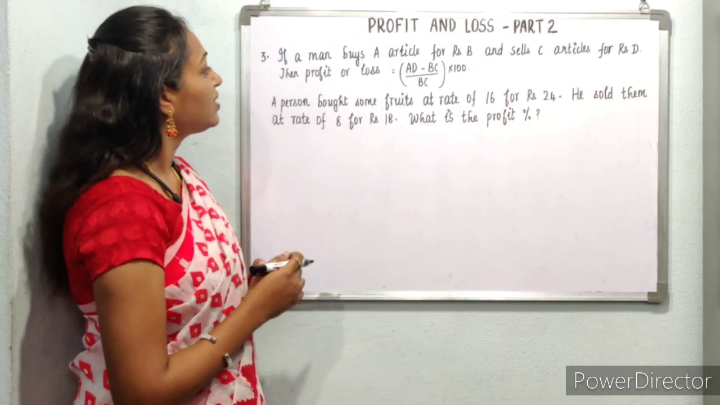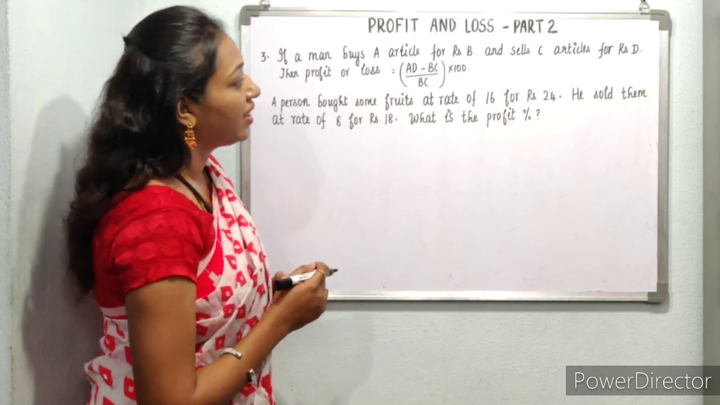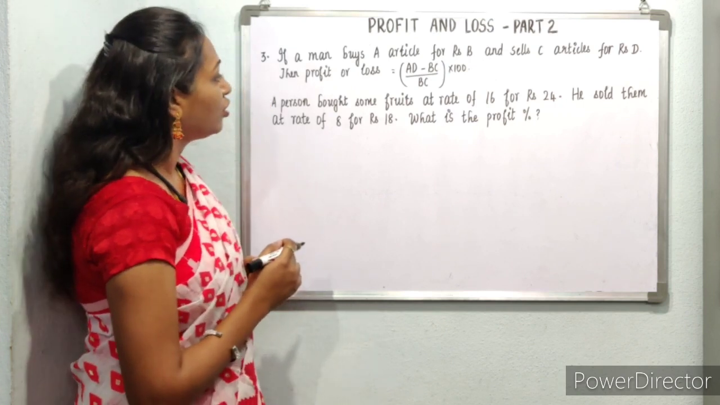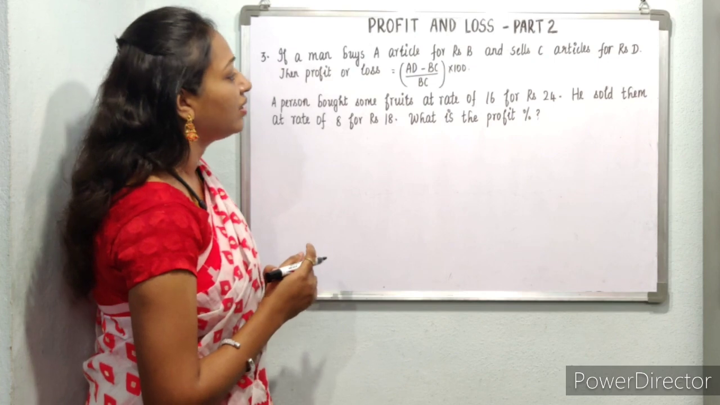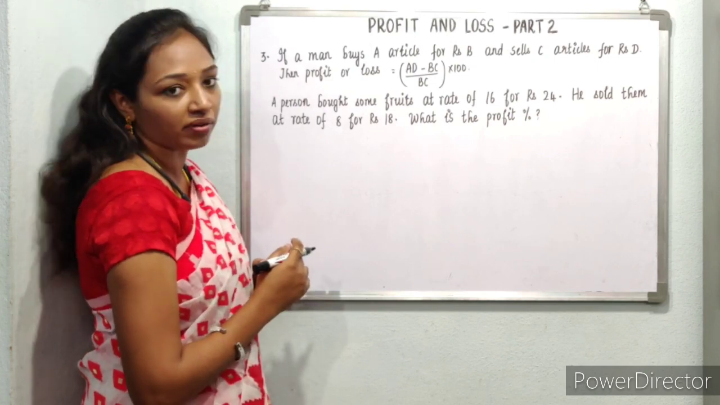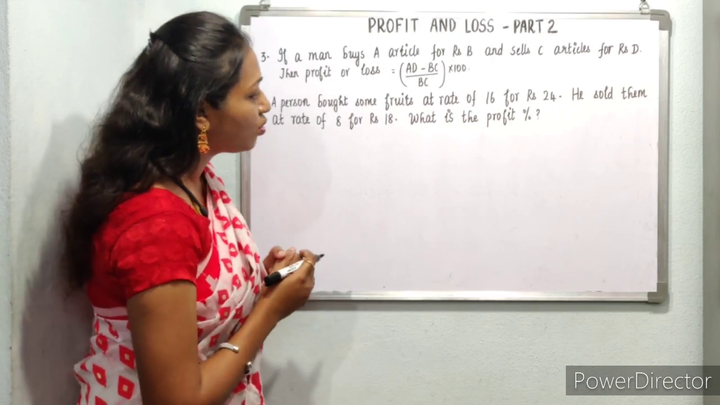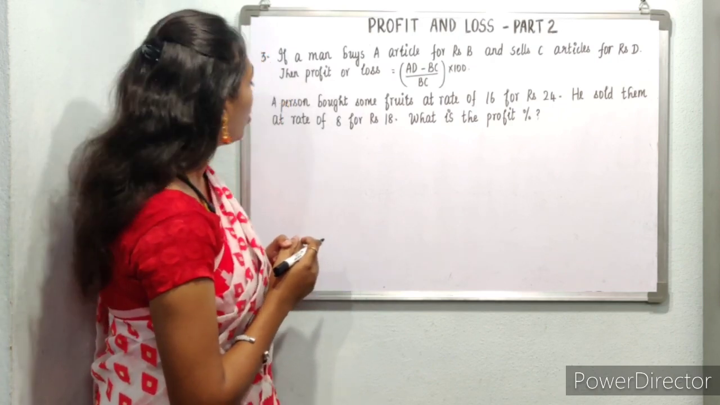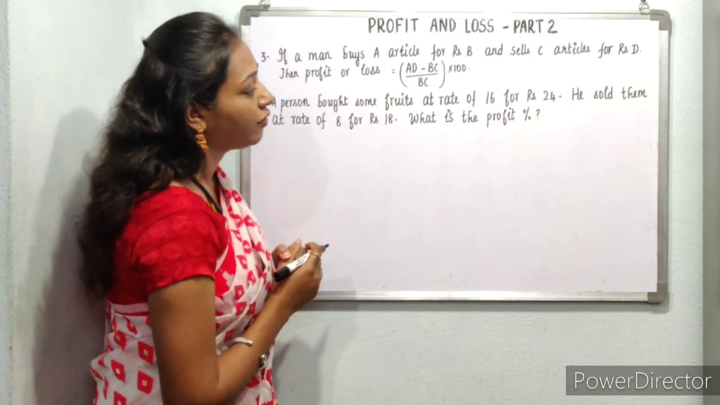Now the next formula is, if a man buys A articles for rupees B and sells C articles for rupees D, then the profit or loss equals (AD minus BC) divided by BC into 100. Now we'll go to the problem. A person bought some fruits at the rate of 16 for rupees 24. He sold them at the rate of 8 for rupees 18. What is the profit percentage?